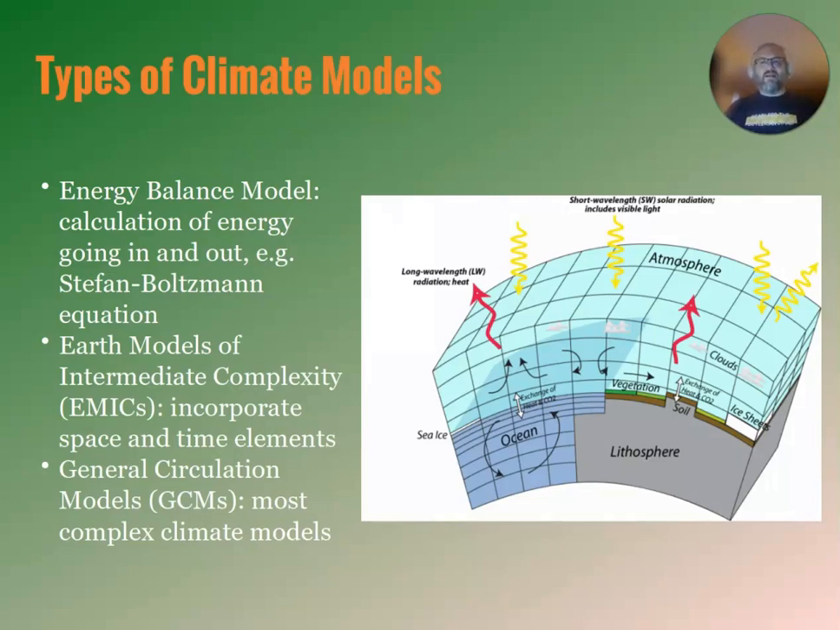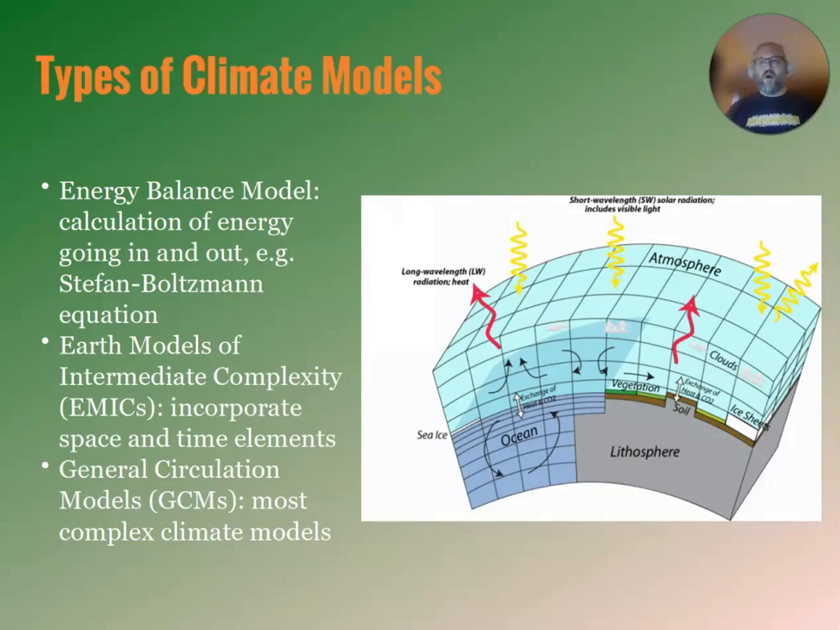Eventually, as our complexity increases, we get to what we call Earth models of intermediate complexity, or EMICs. So these are models that start to incorporate space and time elements. So if we think about that Stefan-Boltzmann equation, it didn't incorporate time. It was just telling us what the equilibrium would be. If we had this much insolation and this much albedo of the Earth, what would the temperature of the Earth end up being? But of course, the Earth doesn't respond instantly to changes in albedo or insolation. It might take some time to readjust and to reach this new temperature.